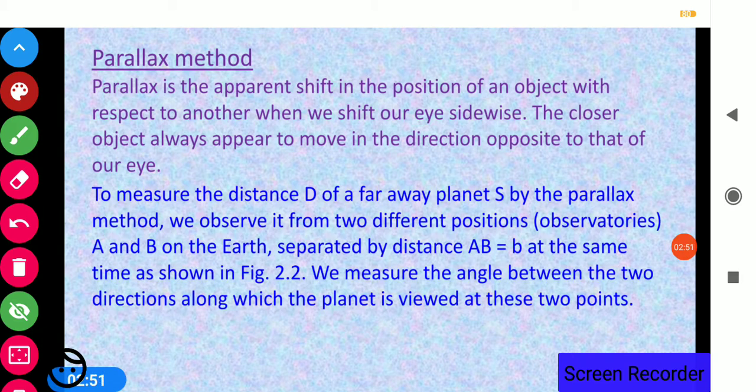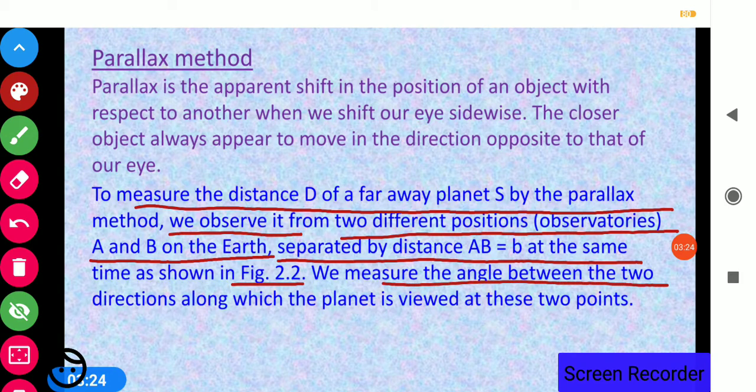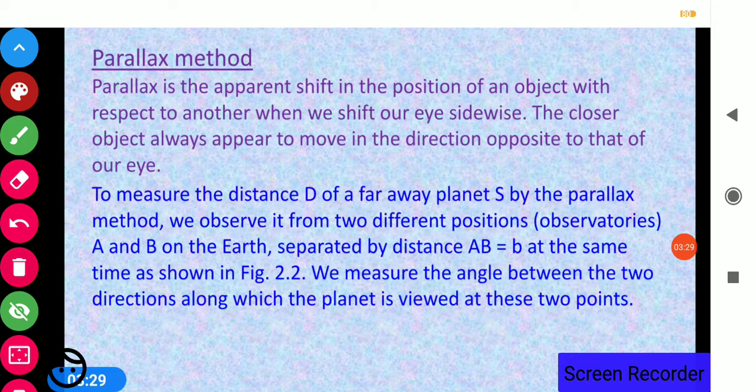Now this method is used to find the distance of a planet. So let us discuss how to measure the distance d of a very far away planet S by the parallax method. We observe it from two different positions. How? We will place two observatories on the earth at two different positions, and with the help of those observatories we will look at the planet. So A and B are the two observatories on the earth separated by a distance AB equal to b. At the same time, as shown in the figure, we measure the angle between the two directions along which the planet is viewed at these two points.